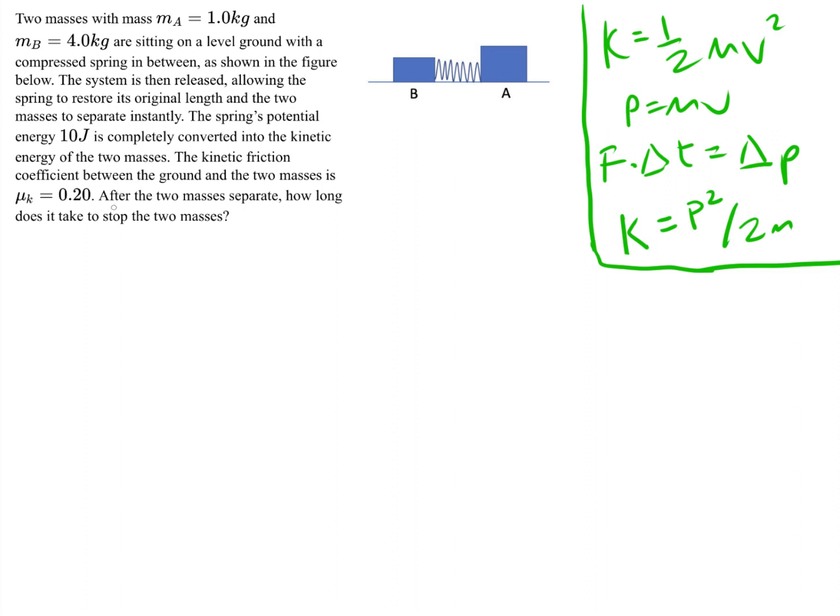The kinetic friction coefficient between the ground and the two masses is μk equals 0.2. After the two masses separate, how long does it take to stop the masses?